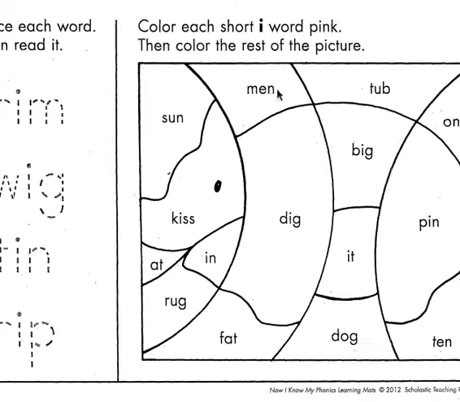So let's see. Color each short I word pink. I'll help you with a few of these, okay? You ready? Sun. Do you hear the icky insect sound in sun? No. So should we color this pink? If it doesn't have a short I sound, we don't want to color it pink, but we can color it a different color.